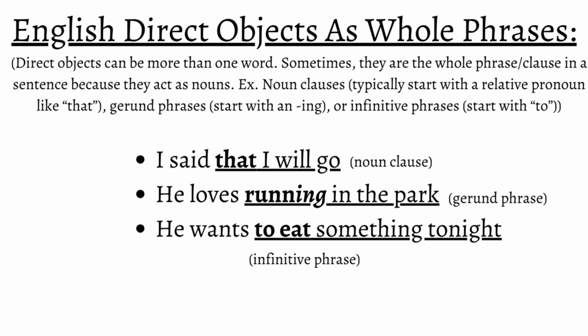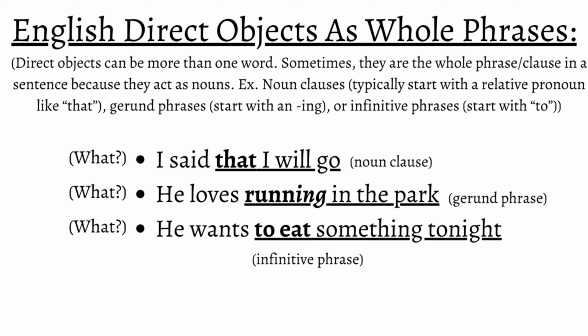We can prove that all of these are direct objects by equally asking, what did I say? I said that I will go. What does he love? He loves running in the park. What does he want? He wants to eat something tonight. This is the role of direct objects in English.